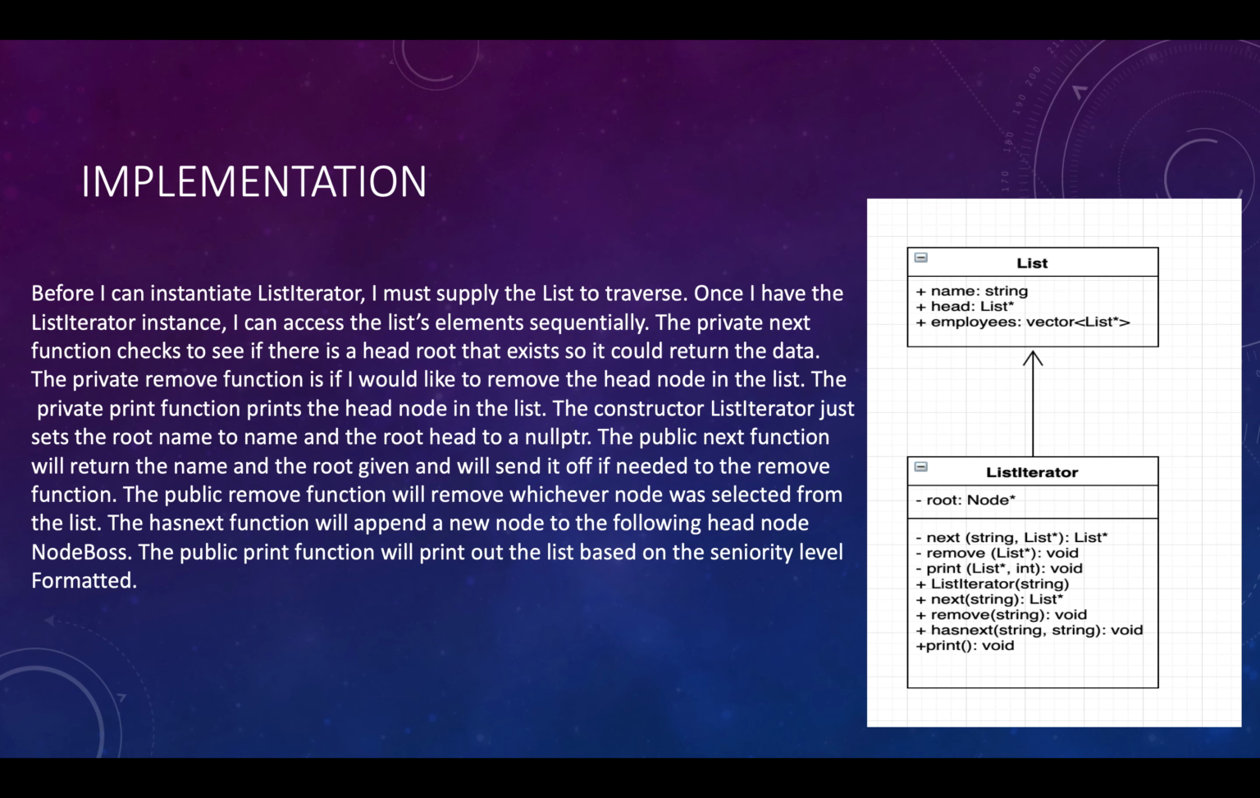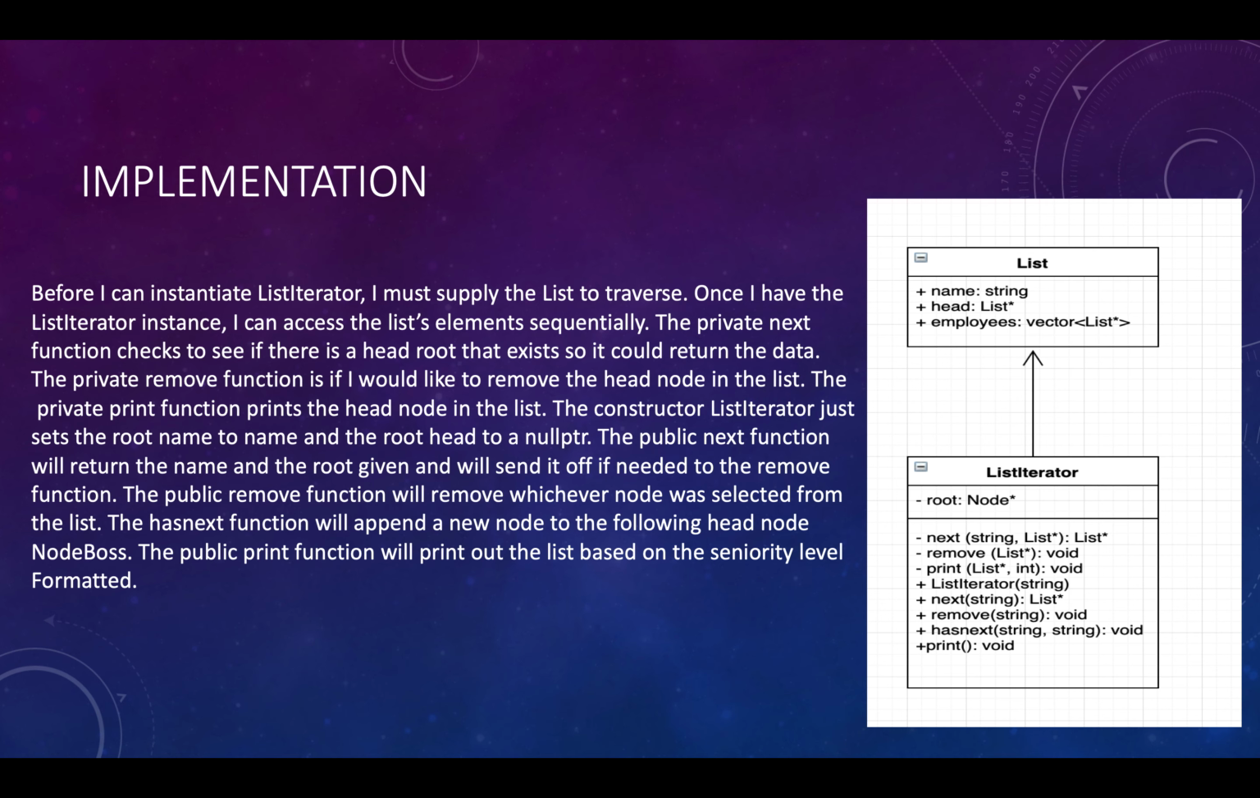Here would be an implementation of my UML class diagram, and before I can instantiate the list iterator, I must supply the list to traverse. Once I have the list iterator instance, I can access the list elements sequentially. The private next function checks to see if there is a head root that exists so it can return the data. The private remove function is if I would like to remove the head node in the list. The private print function prints the head node in the list.